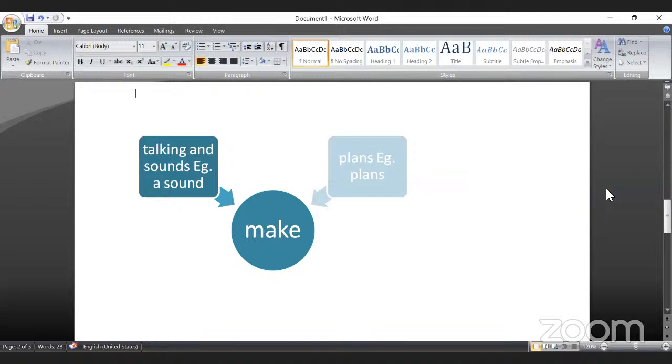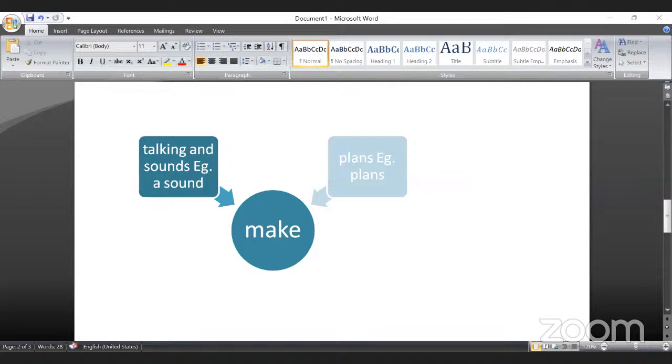Then the next one you have here is make. The next delexicalized verb you have is make. Now, what is it related to? Oh, there should be something else. Just a minute. Yeah, talking and sounds is right.